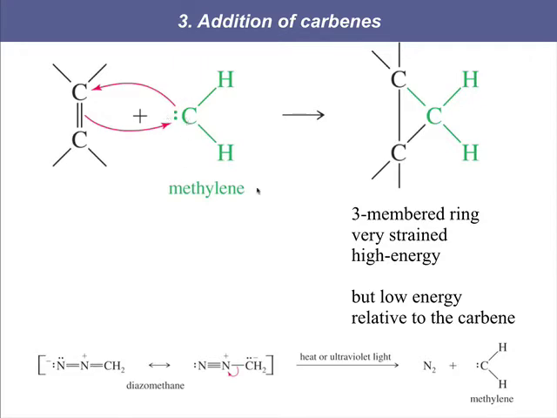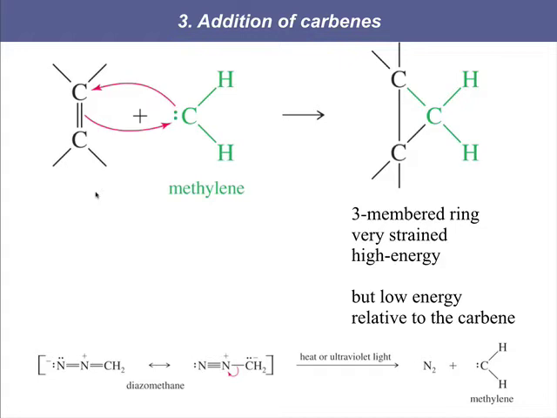We call this methylene specifically. It's a single carbon carbene, so we call it methylene. A methylene is both nucleophilic and electrophilic. It's nucleophilic because it has a lone pair of electrons that it can donate. It is electrophilic because it is missing its octet. It is happy and willing to accept a pair of electrons to give itself an octet.